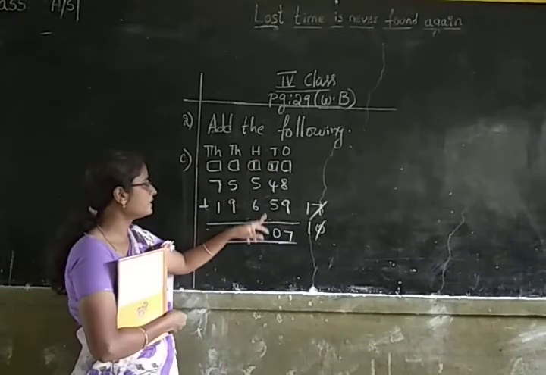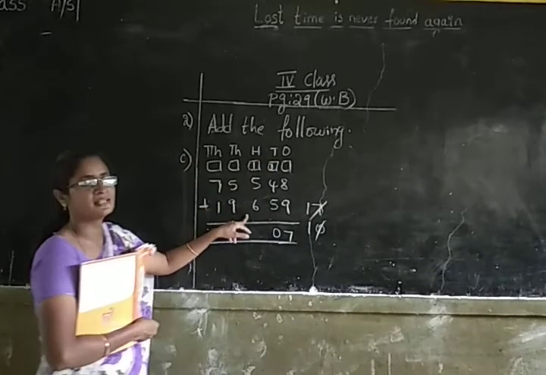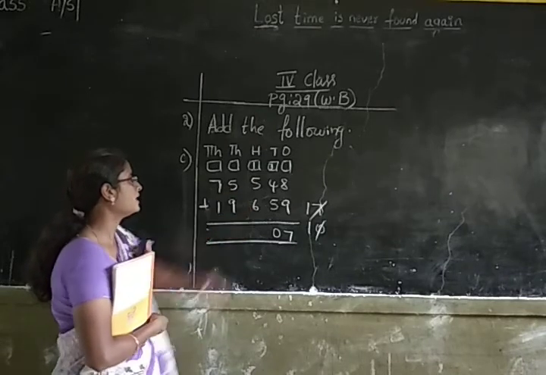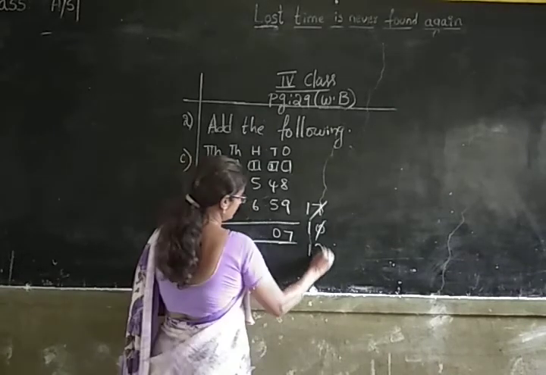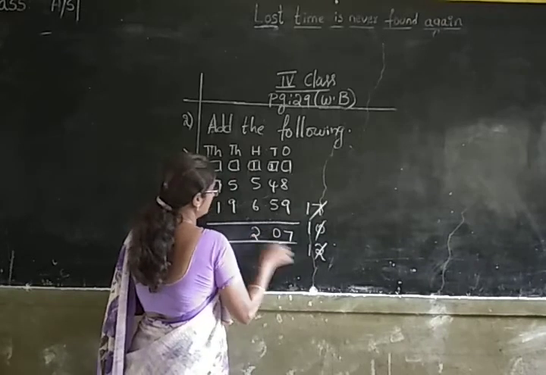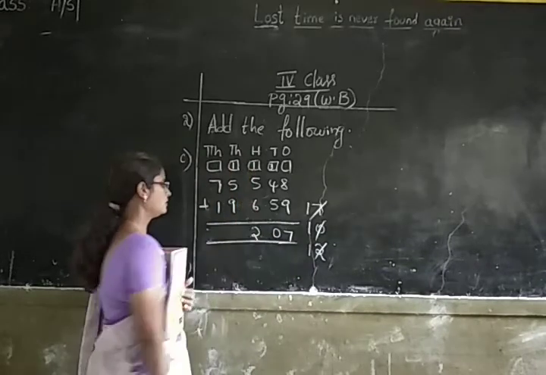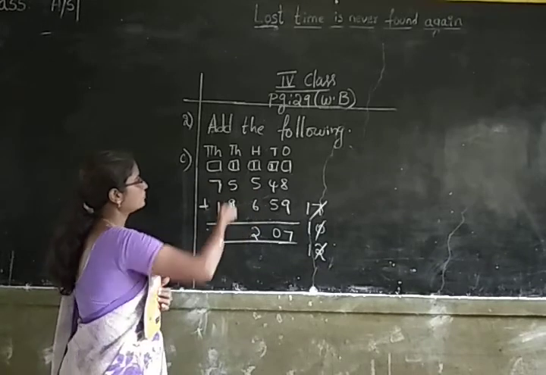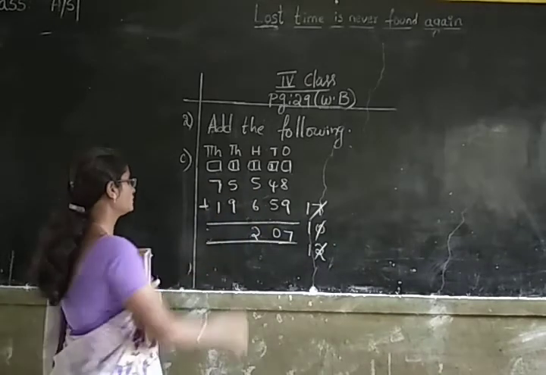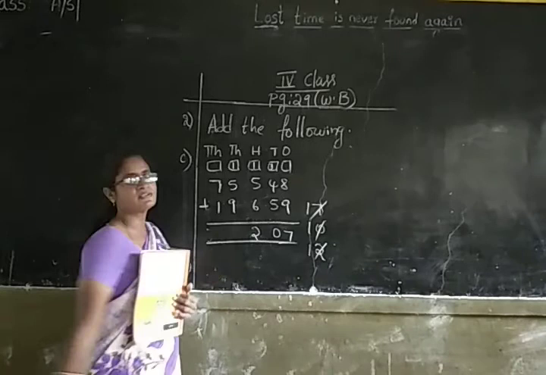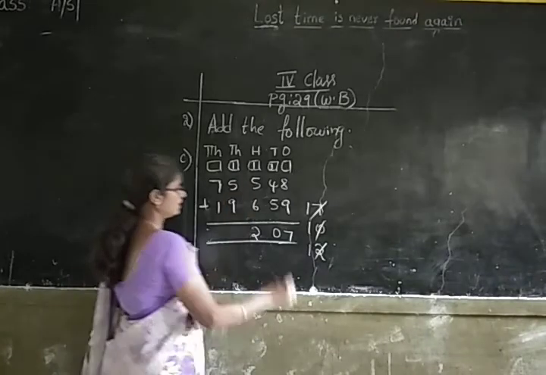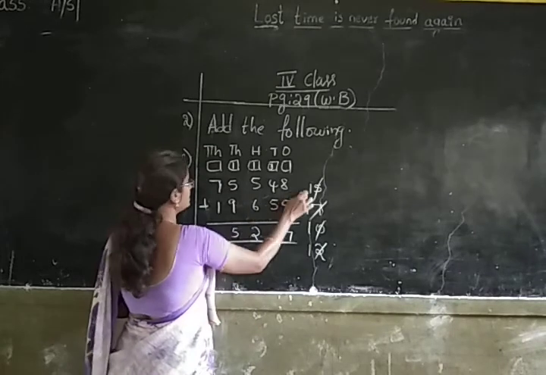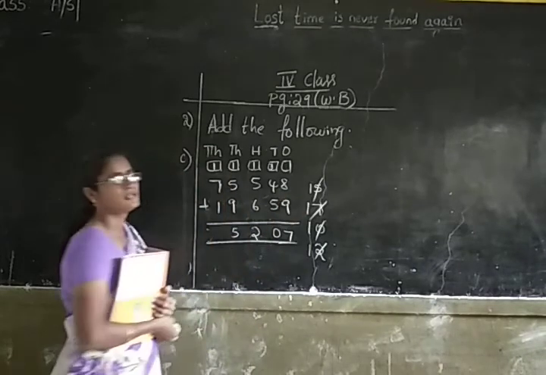After adding the numbers in tens place, you have to add the numbers in hundreds place. 6 plus 5 is 11 and 11 plus 1 is 12. So put 2 in hundreds place and carry away 1 to the thousands place. After adding the numbers in hundreds place, you have to add the numbers in thousands place. 9 plus 5 is 14 and 14 plus 1 is 15. Put 5 in thousands place and carry away 1 to the 10,000s place.